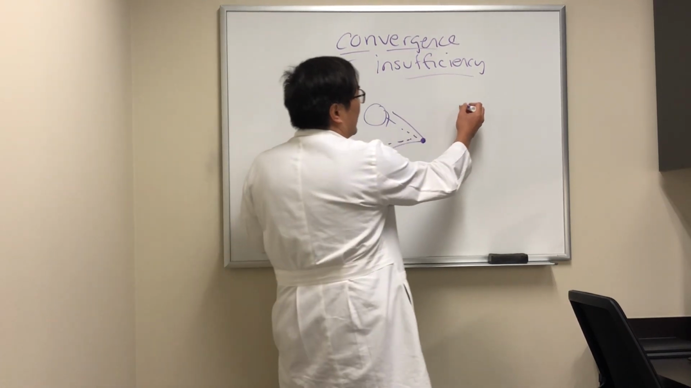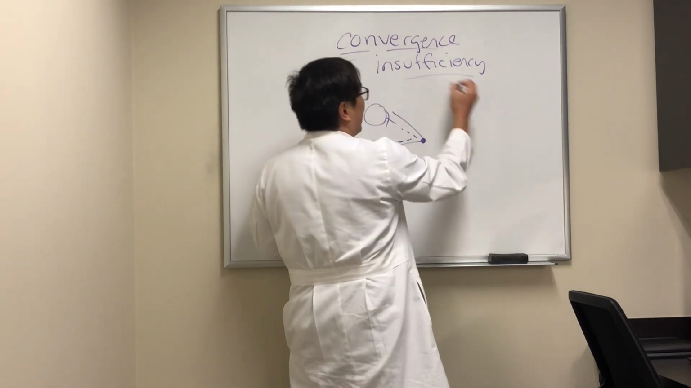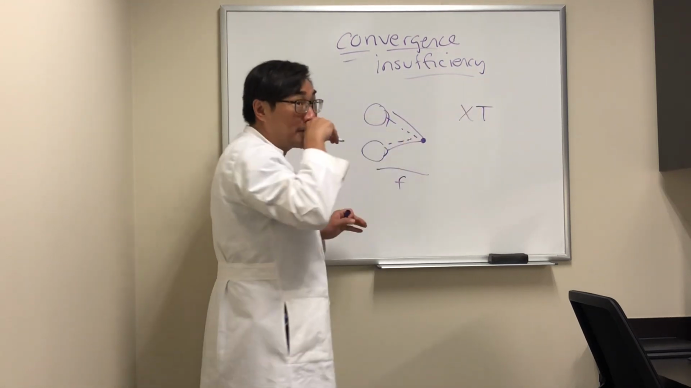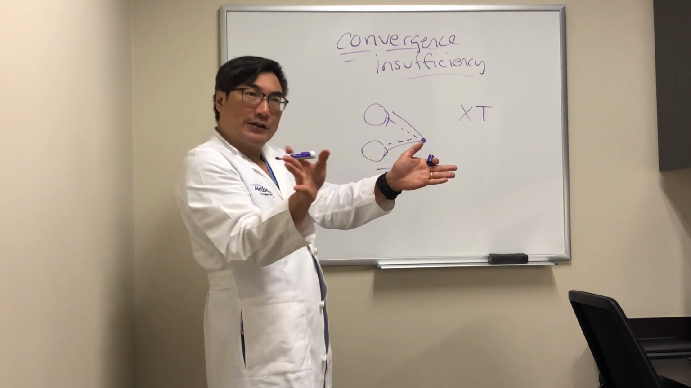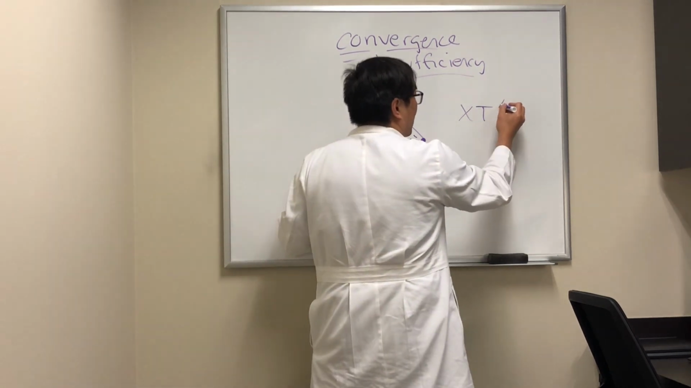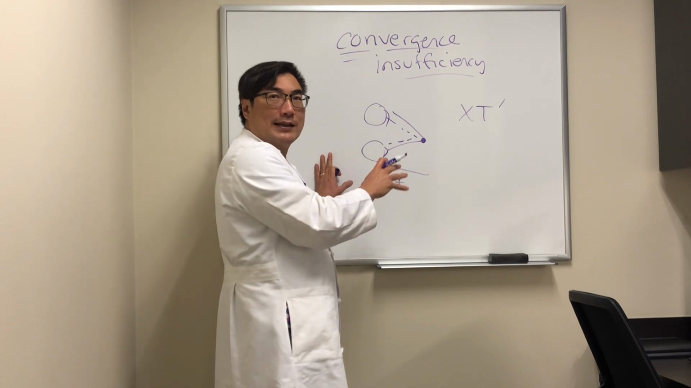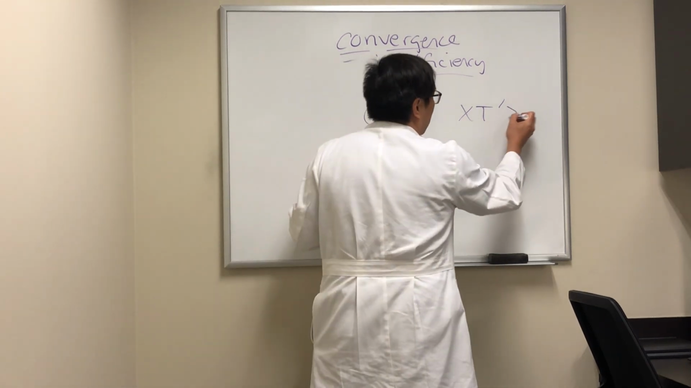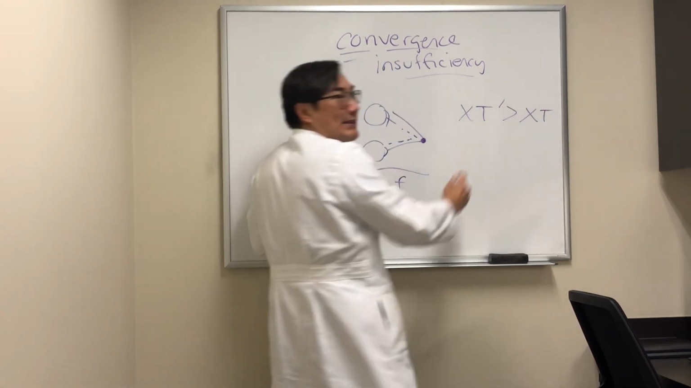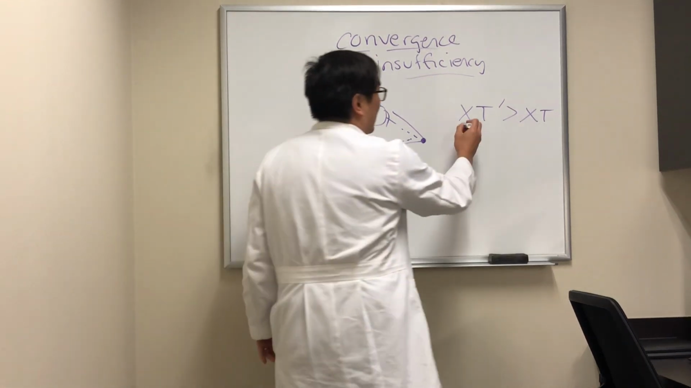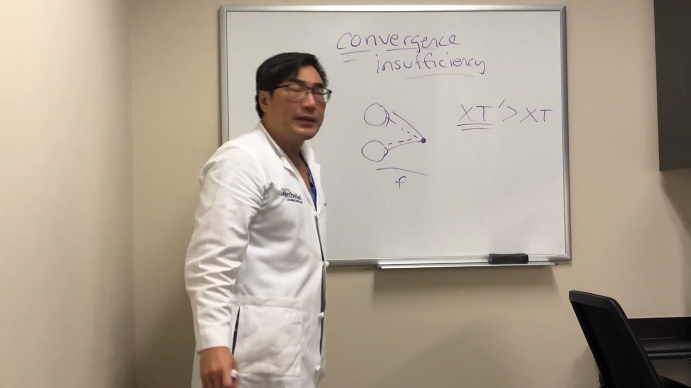And so the defining feature of convergence insufficiency is an exotropia, the eyes turned out, and it's going to be at near, and we use that prime symbol to denote that that's the near. So the XT prime is greater than the XT at distance. In fact, often it's only an XT at near.